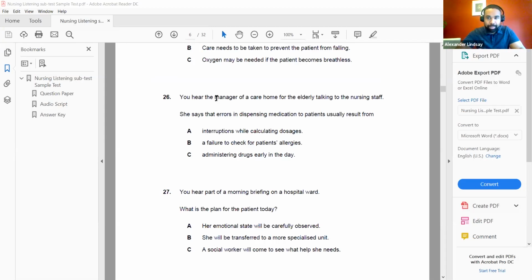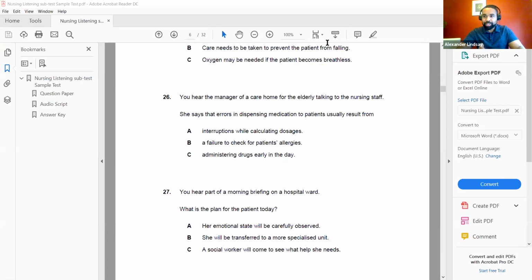Think, okay, most likely I'm going to be listening to a monologue, and that person is going to be providing information to fellow professionals. Because it's a professional talking to other professionals, it's likely there's going to be a use of perhaps some technical language, so we can start to prepare ourselves in that respect as well.